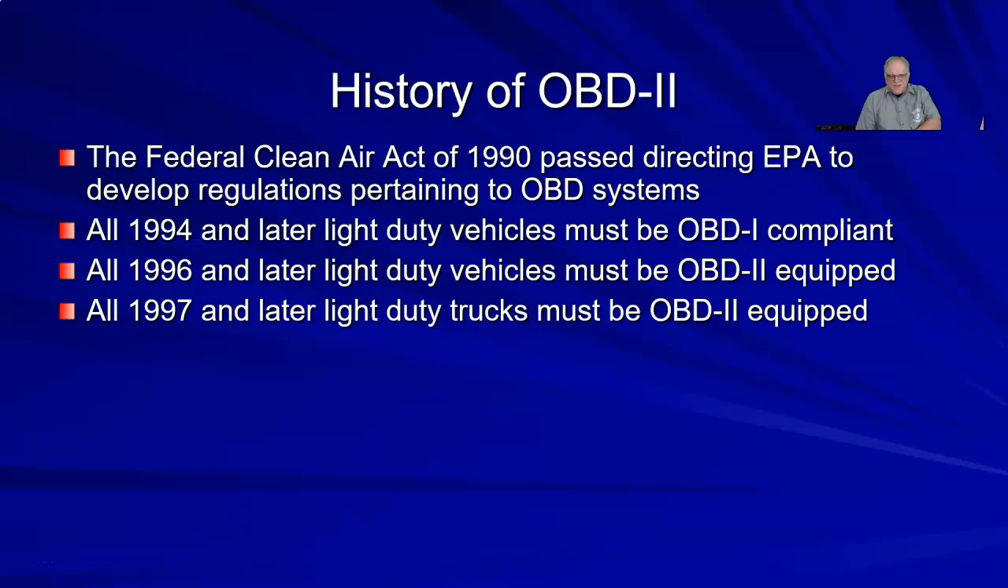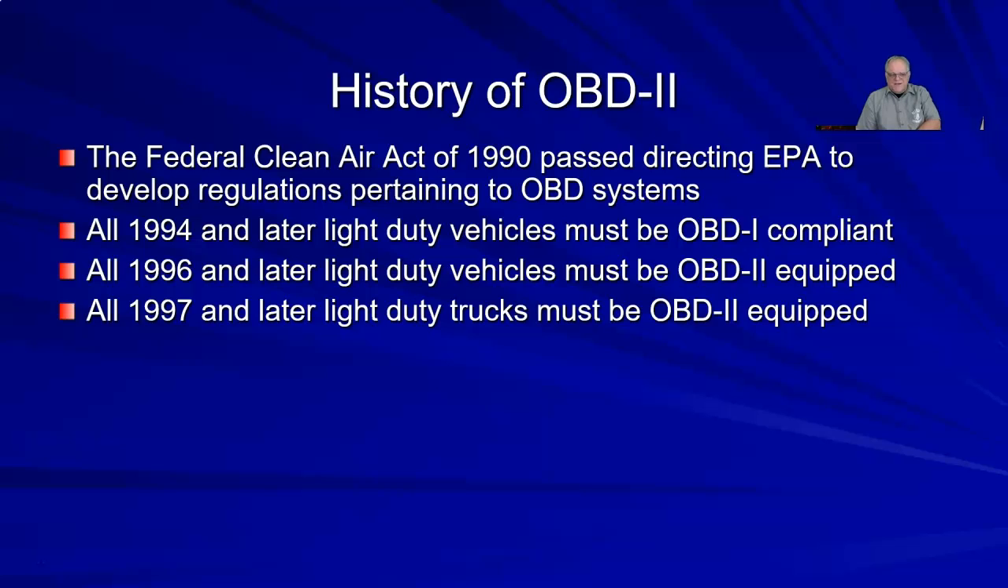Take note of the equipped. Then 97 and later, light duty trucks, again 8500 GVW or less, had to be OBD2 equipped. It wasn't until 1999 that the vehicles had to be fully OBD2 compliant. If I remember correctly, it was Toyota who had the claim that they had the first fully OBD2 compliant vehicle in 1997.